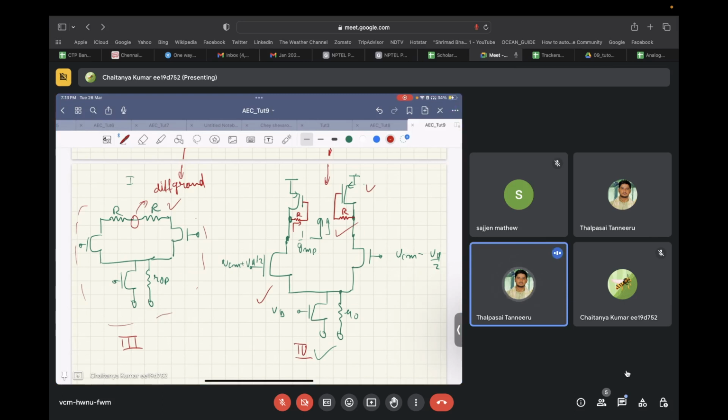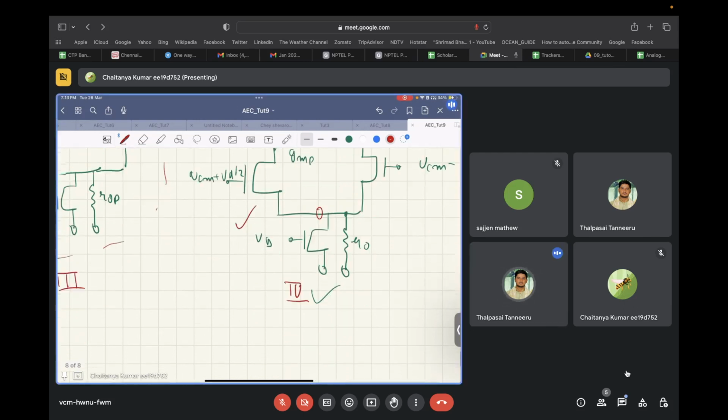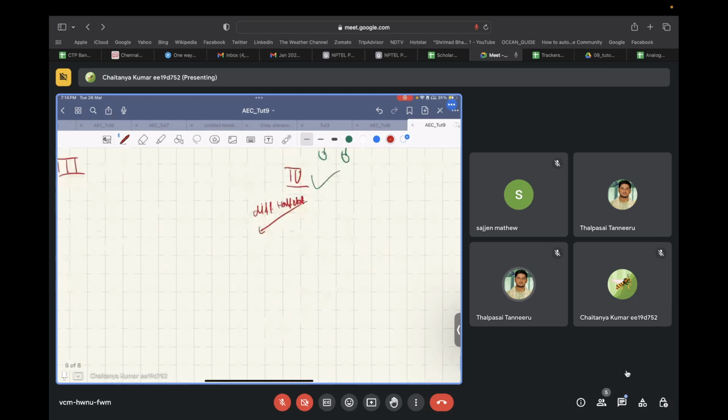PMOS and PMOS. If we connect it like this, then as far as differential voltage is concerned, this will become a ground. This is a ground, this is a ground. So the differential half circuit will be a resistor with ground on the top, then the input GM, the VD, and again ground. Correct?